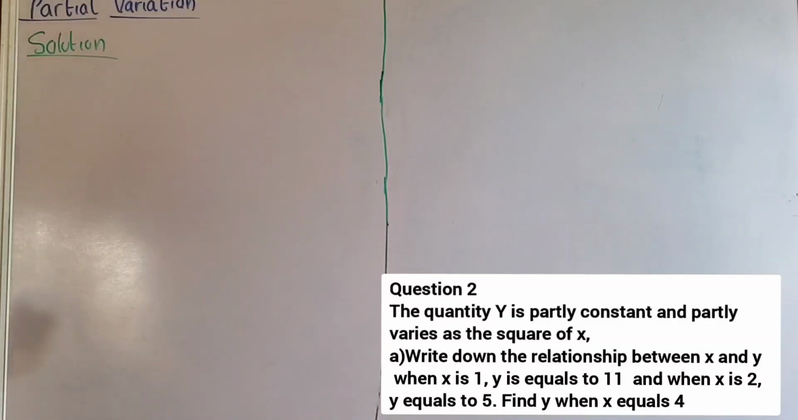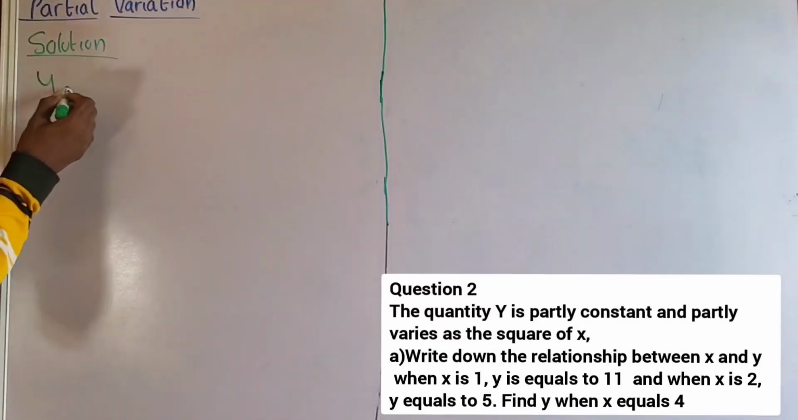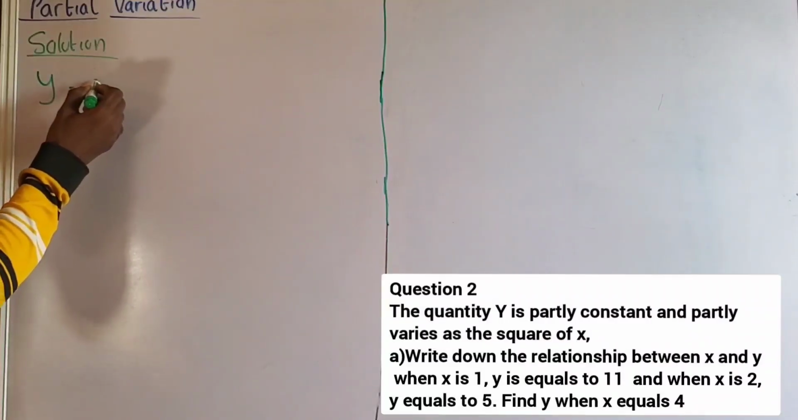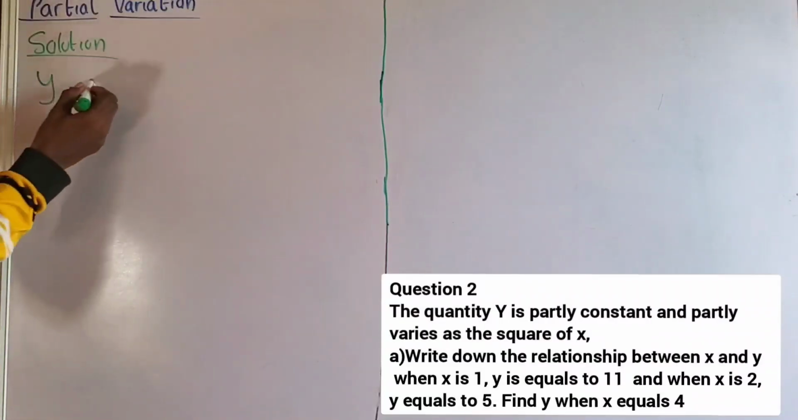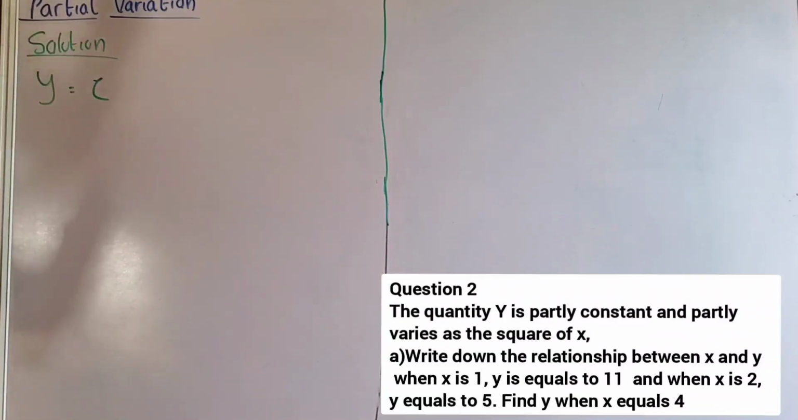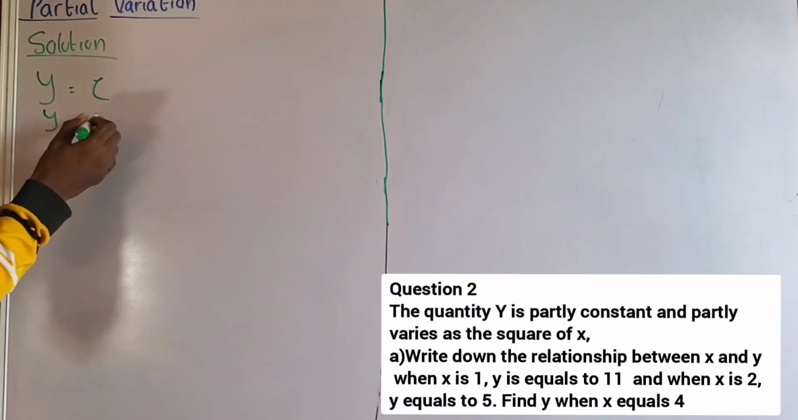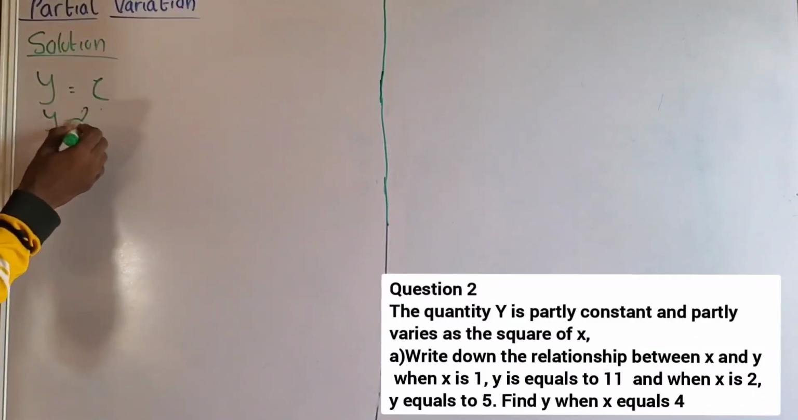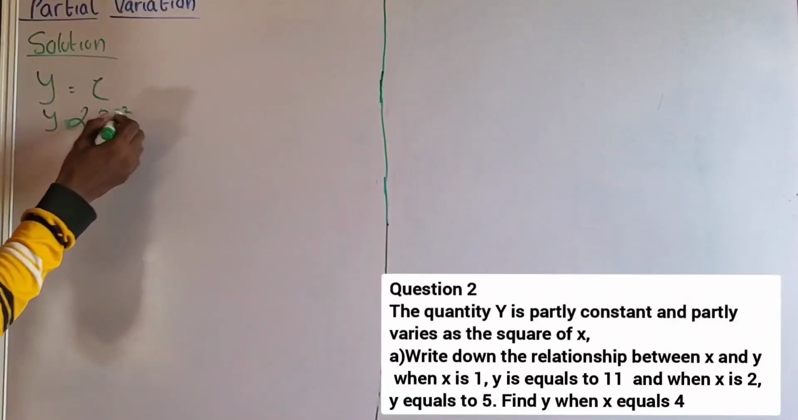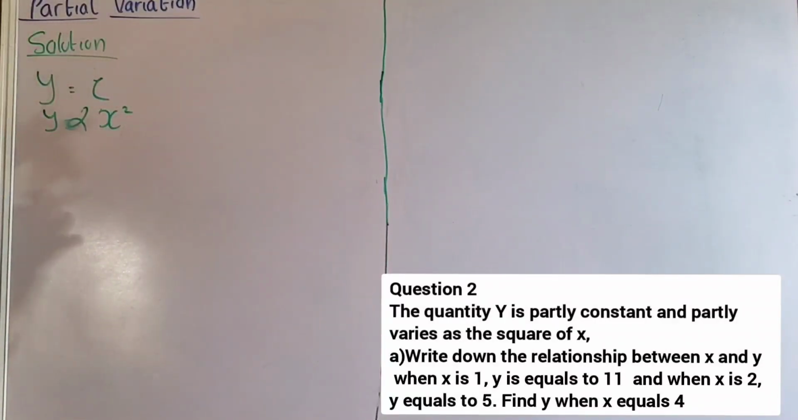Okay? Now, let us write out the information that you are given in the question. We are given that the quantity y is partly constant. So, y is partly constant. And that same y partly varies as the square of x. Okay? So, this is the first mathematical interpretation of the first question.